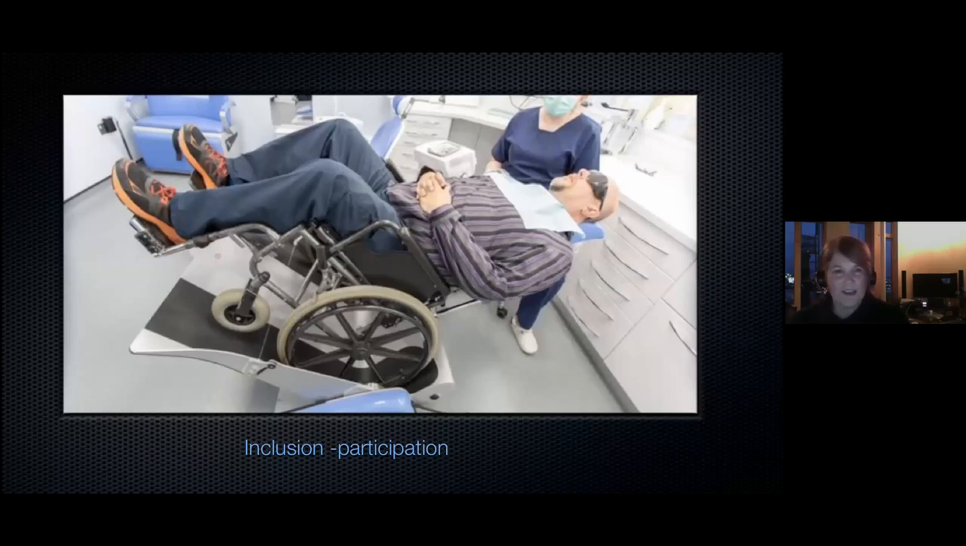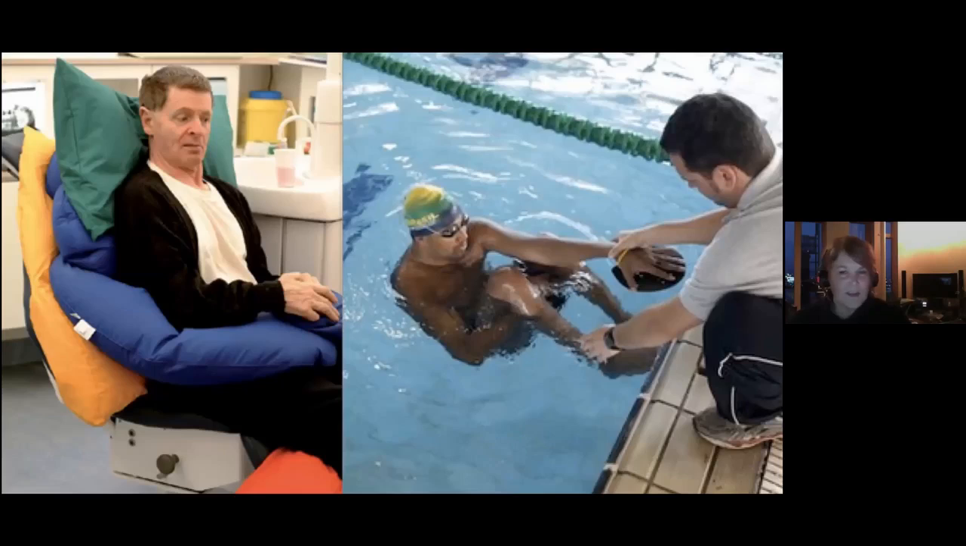Inclusion means a wheelchair tilt in your local health care center, or for somebody who sees a lot of older people with disabilities, for example. Inclusion includes reasonable adjustments. Just the same, this guy has some extra kit to help him do his swimming at the local swimming baths. This guy has some seating adjustments at his local healthcare center.